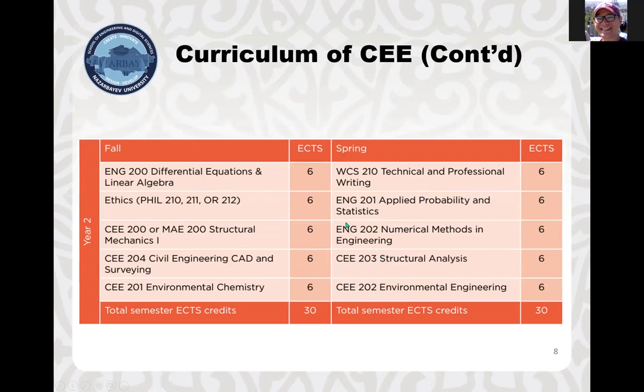When you become a year two student, you still stick to some basic engineering knowledge. However, you start to step into the real civil engineering program, such as structural mechanics, civil engineering CAD and surveying, and also some environmental chemistry, which is related to one of our six different streams, and also structural analysis. That is what you learn when you become a year two student.